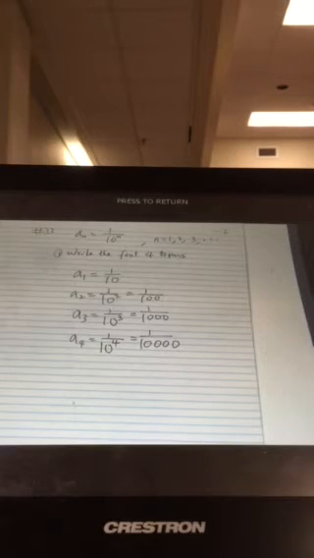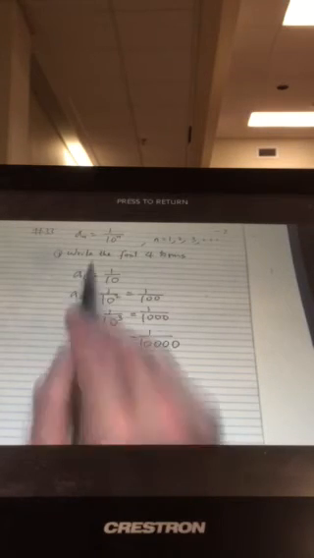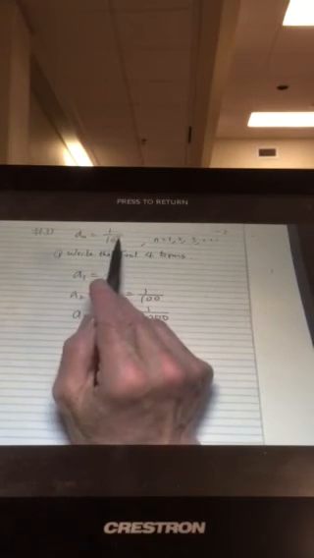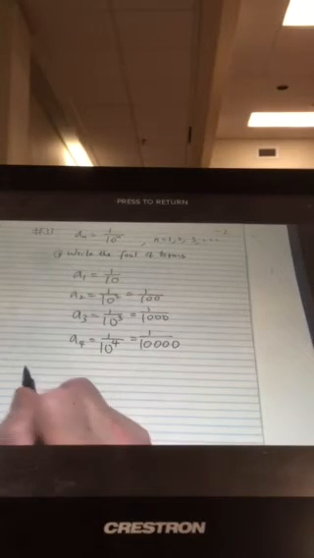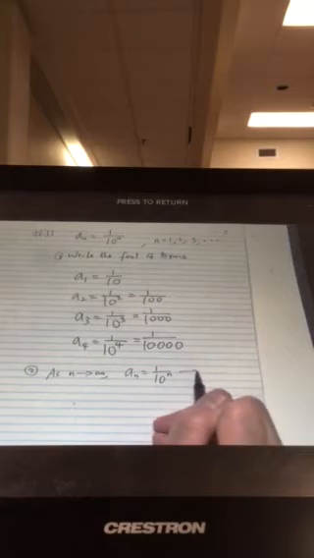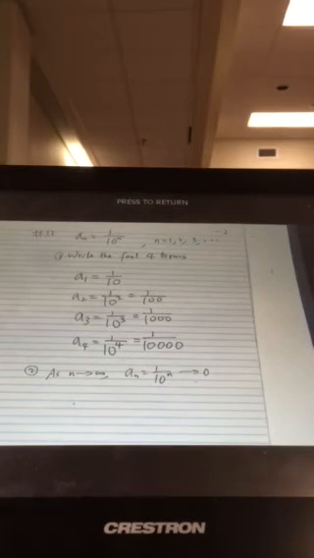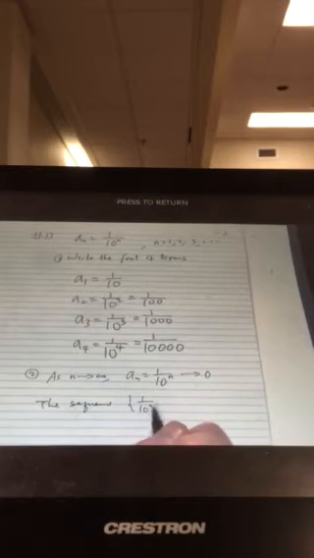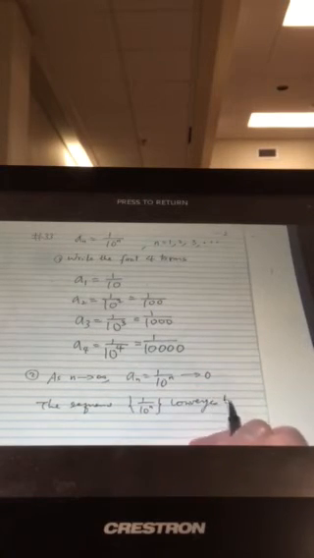But I think that's not the only question they have. If the sequence appears to converge, make a conjecture about the limit. If the sequence diverges, explain it. For a sub n, this is 1 over 10 to the n. So the larger the n is, the bigger the 10 to the n is, but 1 over 10 to the n becomes very small. So as n goes to infinity, a sub n, which is 1 over 10 to the n, goes to 0. So therefore, the sequence converges to 0.